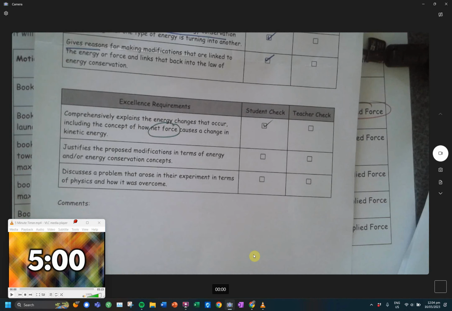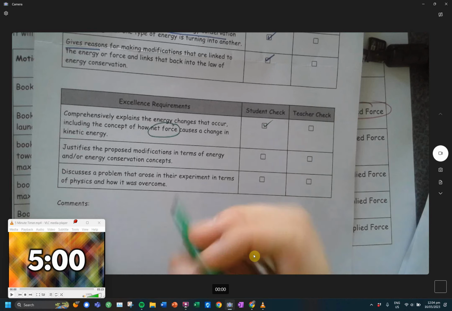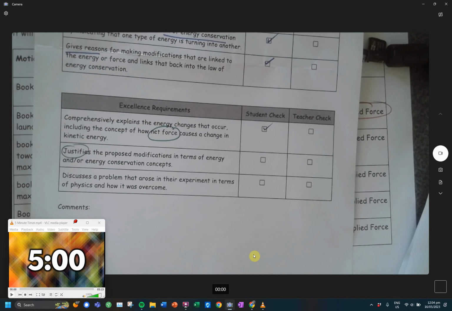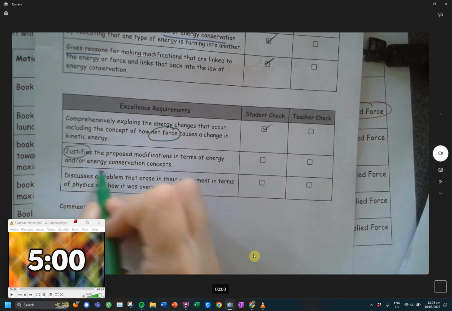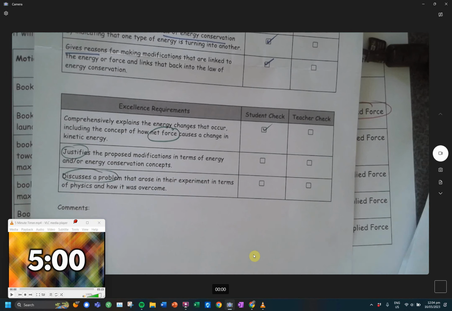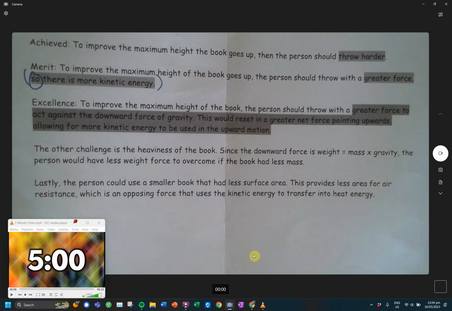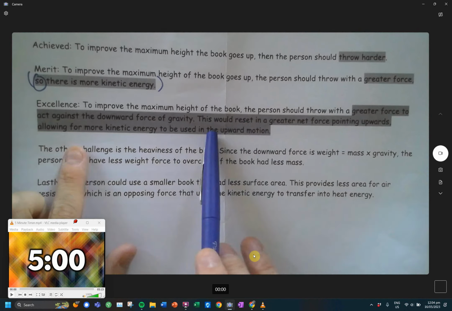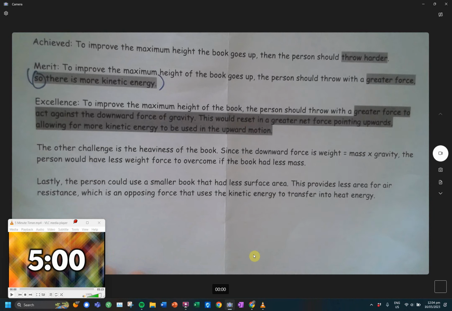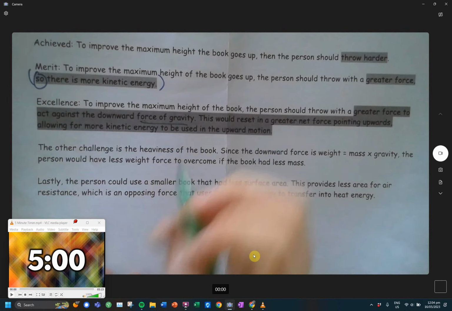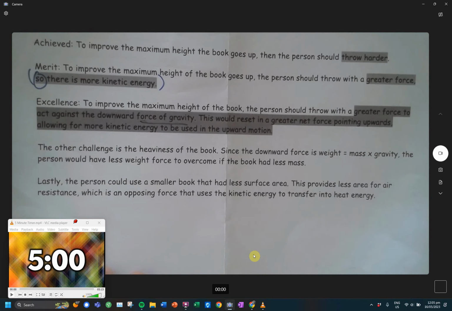All right, for the excellence then, again, we are looking for that comprehensive understanding. So we're looking for justifications of the modified procedure and discussion of problems that you would have in this experiment and how you'd overcome them. So excellence, you can see, is a little bit longer than the merit. First thing here for the excellence is talking about why having the greater force allows it to have more kinetic energy. So in this case, greater force to act against the downward force of gravity. So now we are integrating information about the forces with the energy.